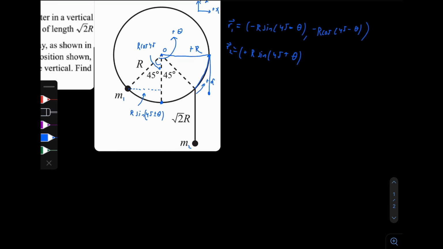Okay, but then there's the other part, the pendulum part. So I'm going to draw a little triangle. Let's say the pendulum increased by a positive theta. You can choose it to be going to the left, in which case you'll have a negative theta.